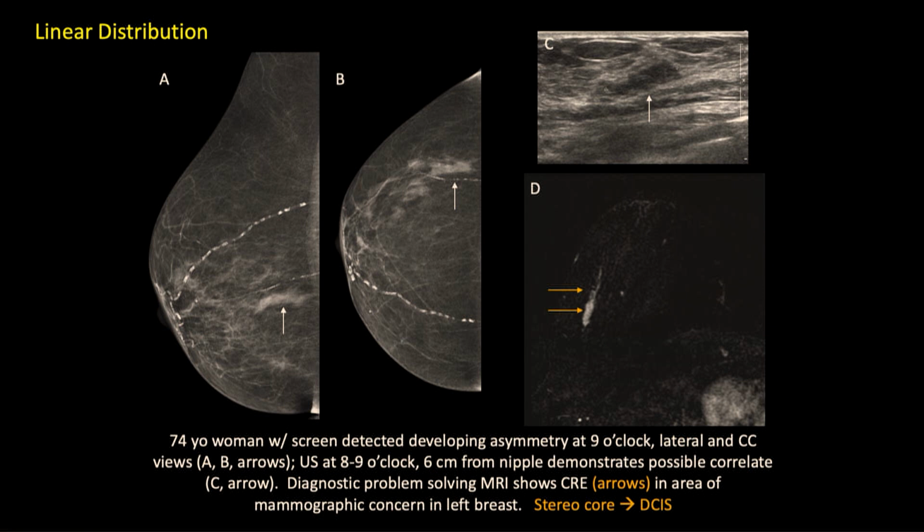Linear distribution, so arrayed in a line. This is a nice correlative examination of a 74-year-old woman. She has a screen detected developing asymmetry at 9 o'clock, and you can see in the lateral and the CC views. There was a non-mass hypoechoic area that corresponded on ultrasound, and she had a breast MRI as well that shows linear clumped NME, and a stereotactic core biopsy was performed, and this is ductal carcinoma in situ.